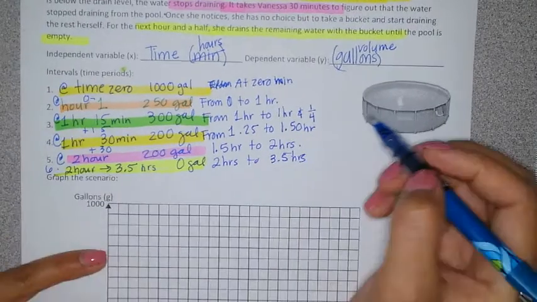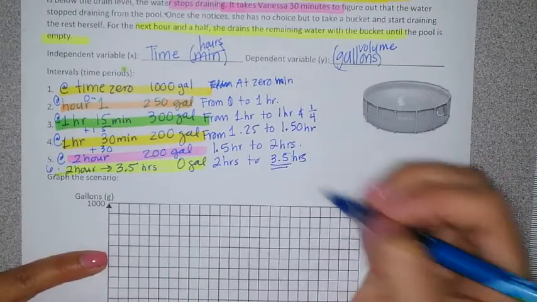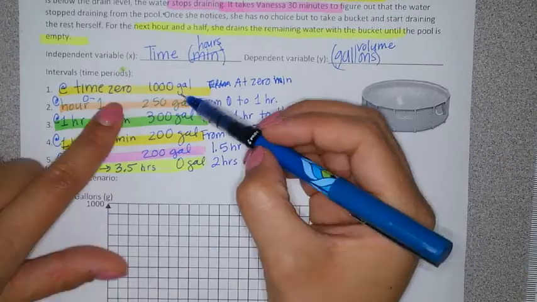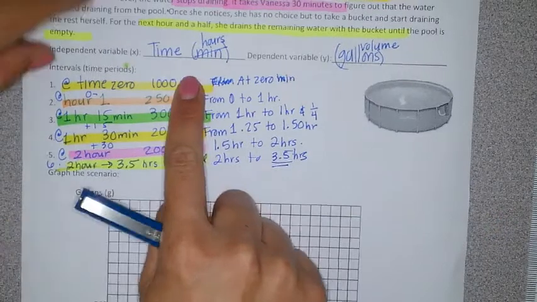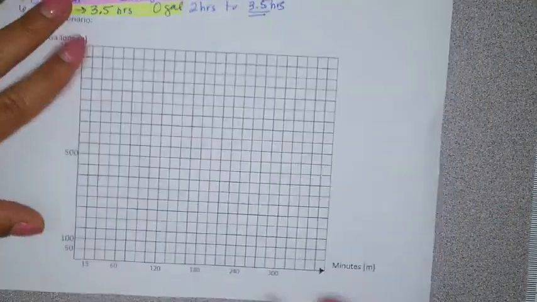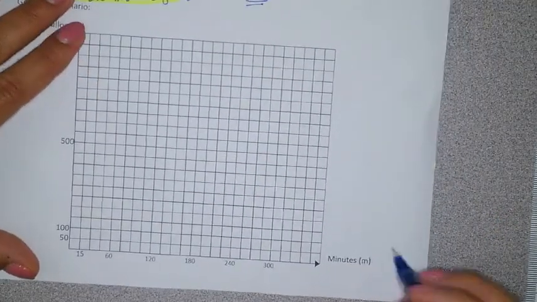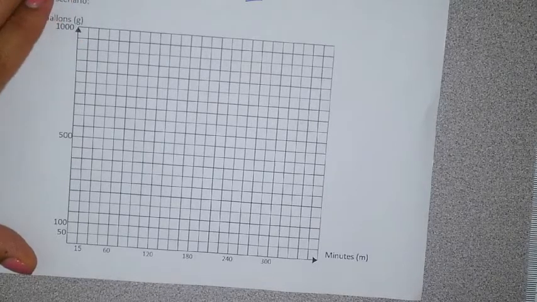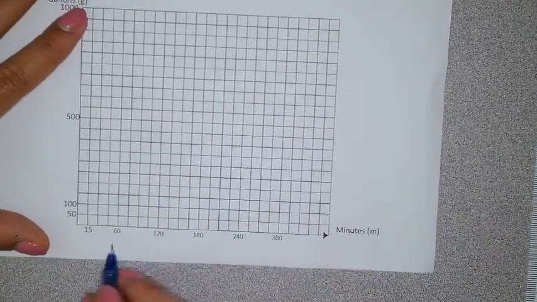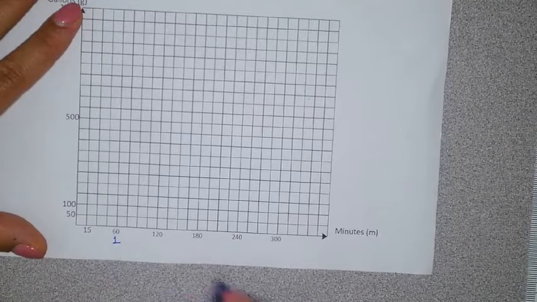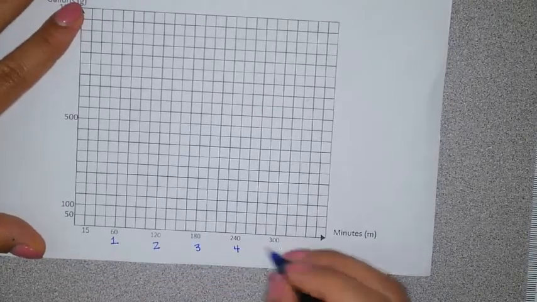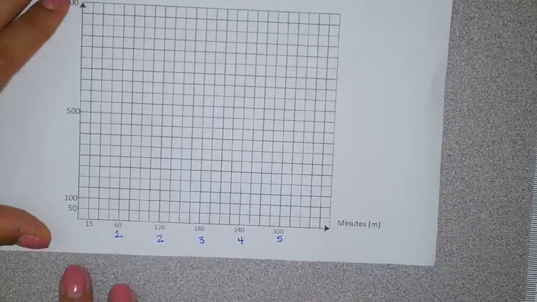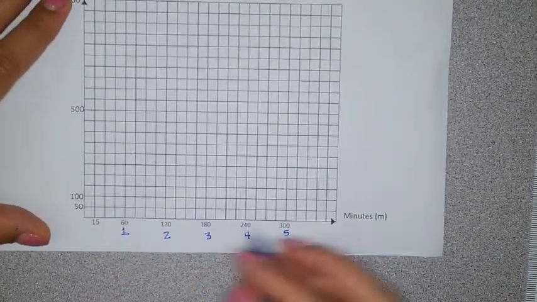So now I know that the whole experiment takes 3.5 hours. The gallons go from 1,000 to 0. I know my independent variable is hours, and here it is minutes. And this is 1 hour here, 2, 3, 4, 5. That way you know that those are hours.